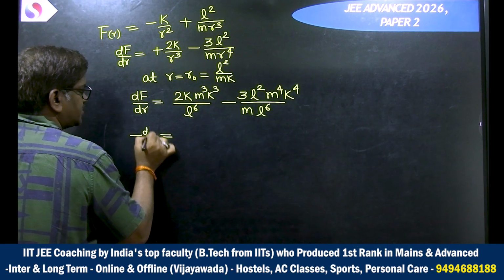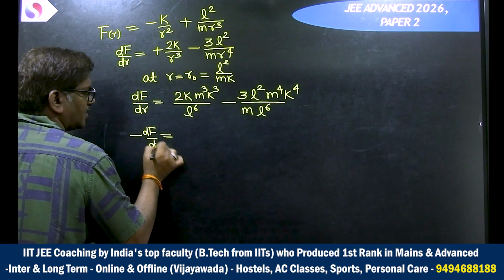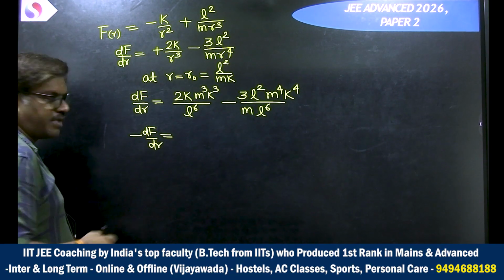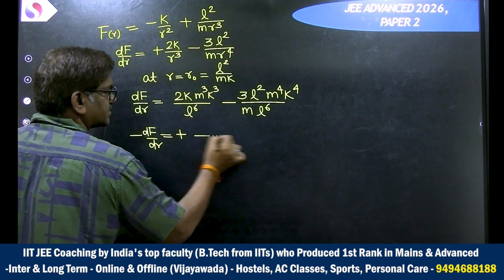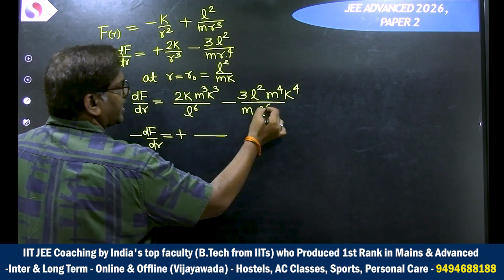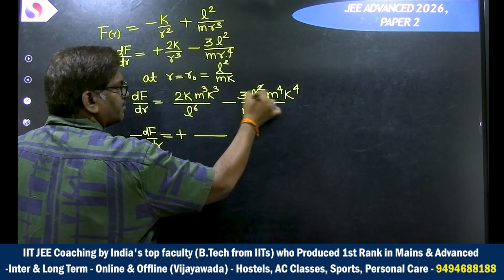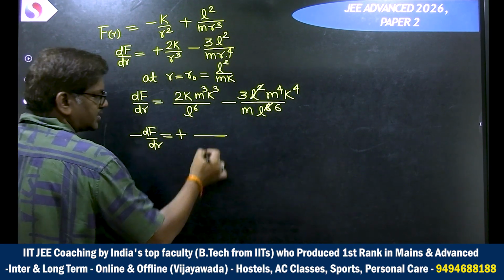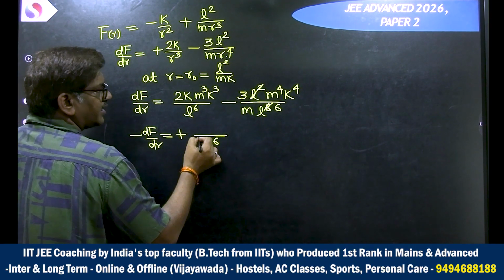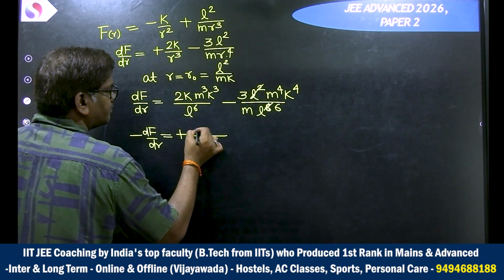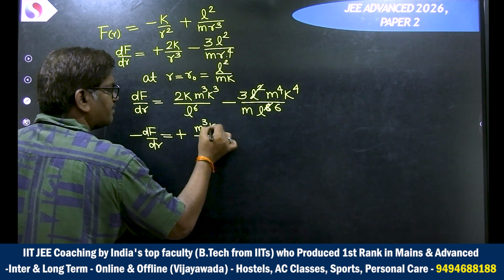It is coming minus df by dr. 3 minus 2 is 1. Minus 1, minus 1 minus will make it plus. Here it comes as L to the power 8, so 2 and 8 becomes 6. This is L to the power 6. Here what is remaining is m cube and k to the power 4.